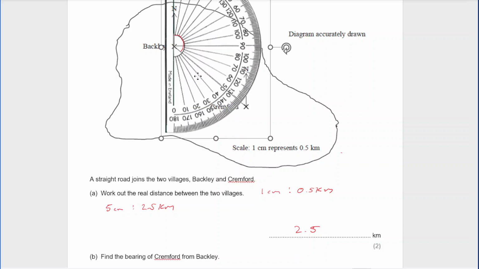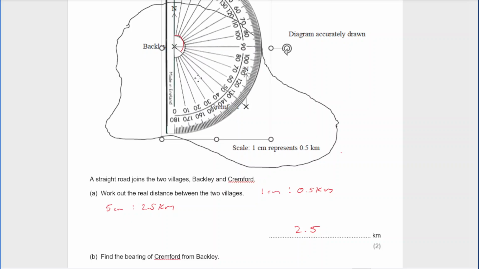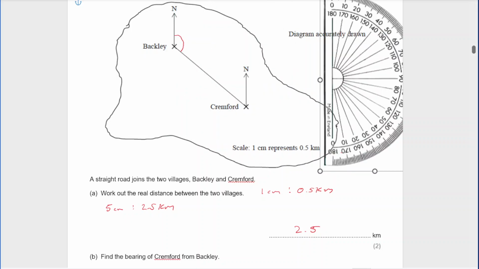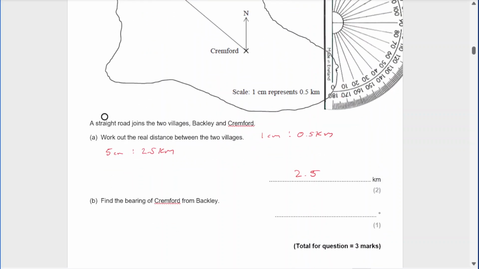And then I place the center of the protractor on the center of the angle, and I measure it, and it's looking like 50 degrees. So let me just move that out of the way. So that's 50 degrees. But a bearing needs to be given as 3 figures, so I'm going to write the bearing as 0, 5, 0.